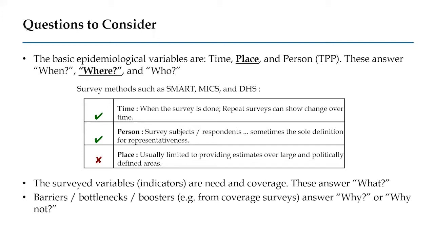Our variables now, our indicators are need and coverage. And we answer questions: what is the coverage? What is the need? And the barriers, bottlenecks, and boosters from coverage surveys answer the questions, why is coverage good, and why is coverage not good? Next slide, please.